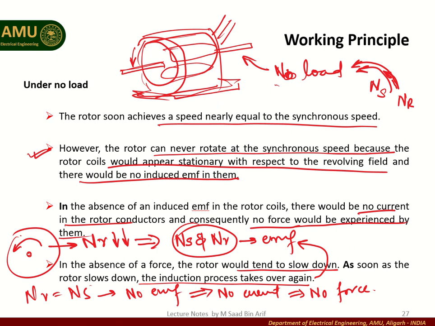exerted on the rotor conductor is due to the process of electromagnetic induction, and if the rotor rotates at synchronous speed, there will be no relative motion between the rotating magnetic field and the rotor conductor, and hence no force will be exerted on the conductor. So the rotor slows down, and its speed reduces.